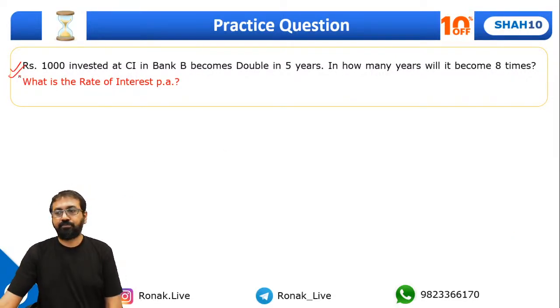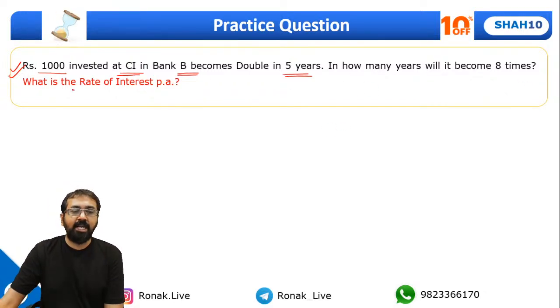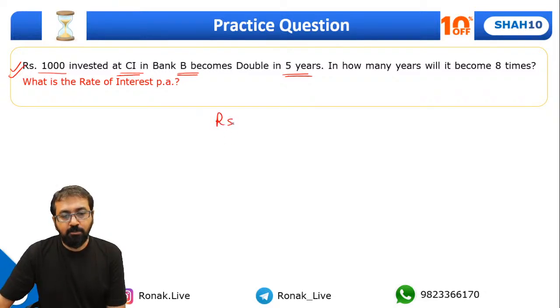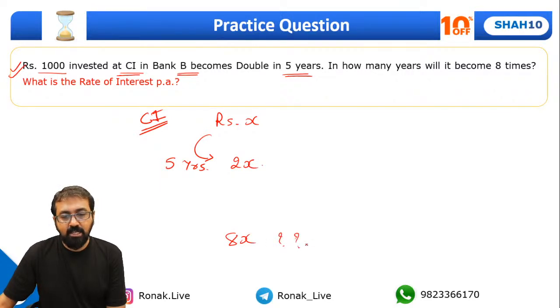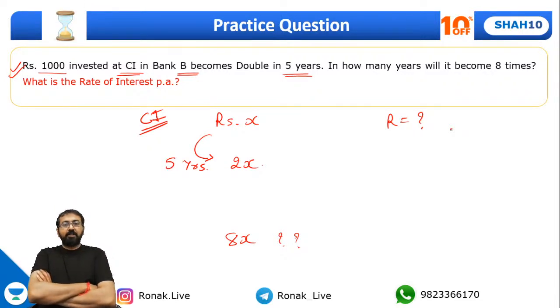Okay, what about this one? Chalo, try for this. ₹1,000 invested at compound interest in bank B becomes double in 5 years. Compound interest का है ये. In how many years will it become 8 times, and what is the rate of interest? So I invested rupees X, in 5 years again it is becoming double, but this time it is at CI. Okay, it became 2x. 8 times बनने में कितना टाइम लगेगा, एंड रेट ऑफ इंटरेस्ट कितना है, ये दोनों आपको बताना है. Of course, the number of years will be less than SI because compound interest में fast grow होता है, and rate of interest will also come out to be less than SI. Remember, क्योंकि compound interest में अगर 5 साल में डबल हो रहा है तो रेट ऑफ इंटरेस्ट कम होता है, पर इंटरेस्ट के ऊपर इंटरेस्ट कैलकुलेट हो रहा है. दैट्स व्हाई इट इज बिकमिंग 5 टाइम्स.